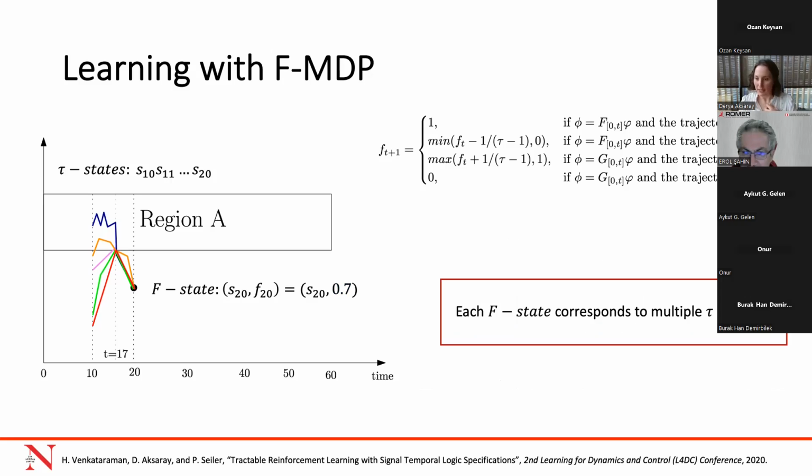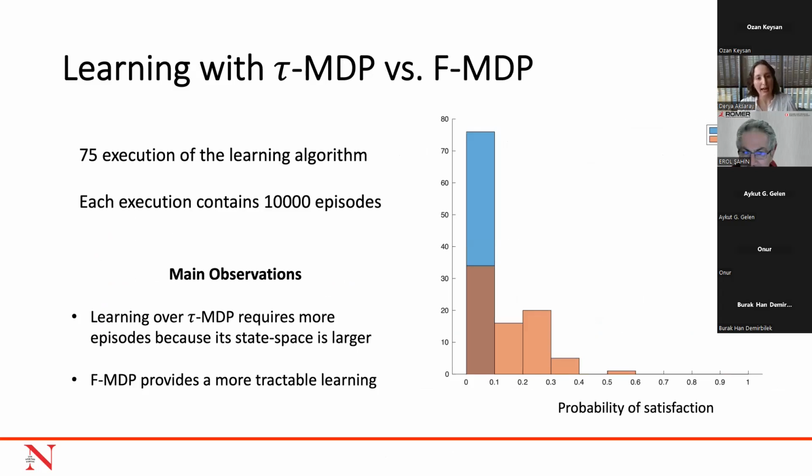And yes, so each F state corresponds to multiple tau states. And if we just run some simulation case studies, what we see is that, so this is again one scenario, and we run every learning for 10,000 episodes, and we repeated this for 75 times, and we tested tau MDP and flag MDP. And what you see is that in the case of these empirical results, with tau MDP, we couldn't converge, actually we couldn't find a nice policy after the end of 10,000 episodes.